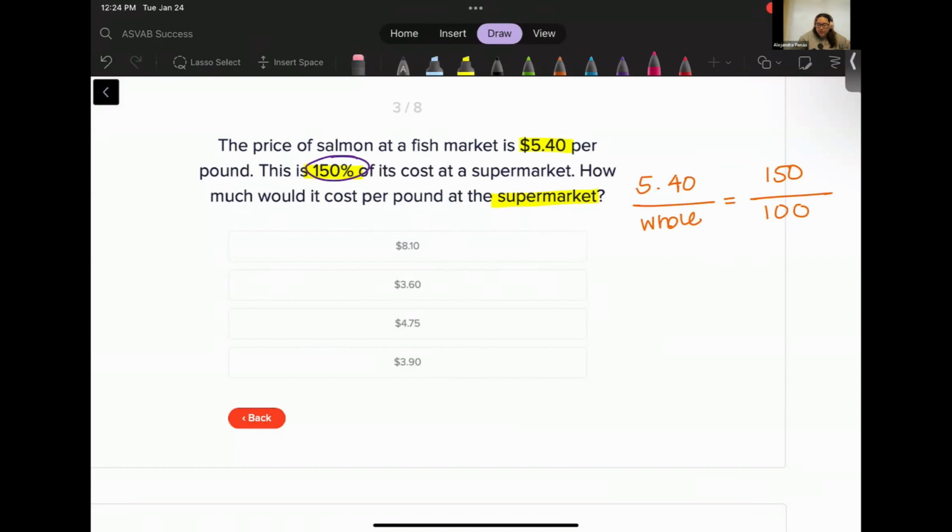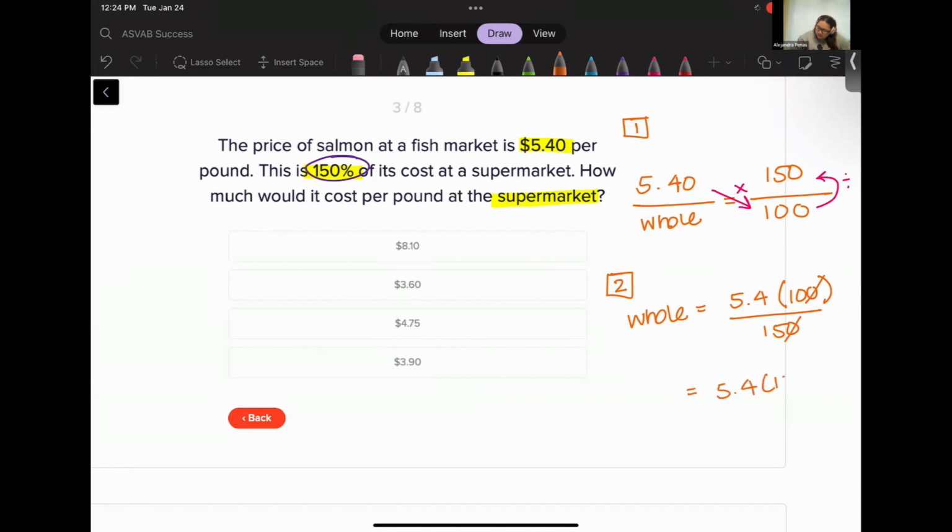So you set up your proportion the same way that we did before. That's step 1. Step 2 is to cross multiply and divide. So the whole is going to equal 540 or 5.4, it doesn't make a difference if you put the 0 or not, times 100, everything divided by 150. 0 goes away with 0. So we're going to have 5.4 times 10, everything divided by 15.